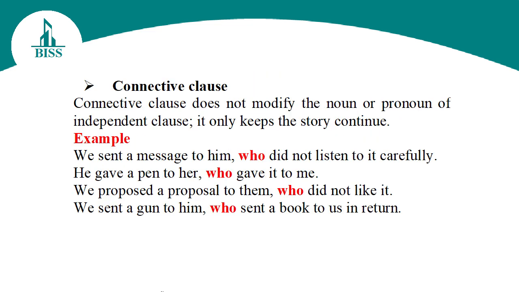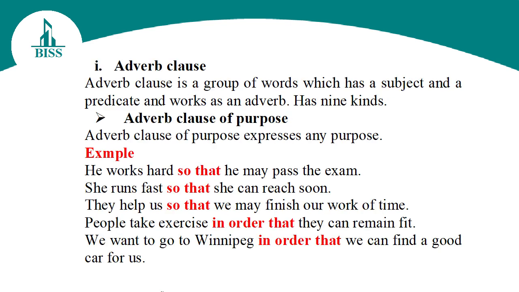It is the fourth type of adjective clause. Connective clause. A connective clause does not modify the noun or pronoun of the independent clause, it only keeps the story continuing. We sent a message to him, who did not listen to it carefully. He gave a pen to her, who gave it to me. We proposed a proposal to them, who did not like it. We sent a gun to him, who sent a book to us in return.